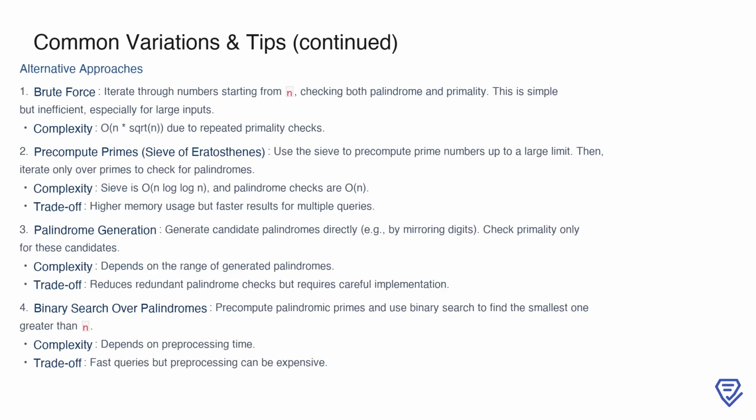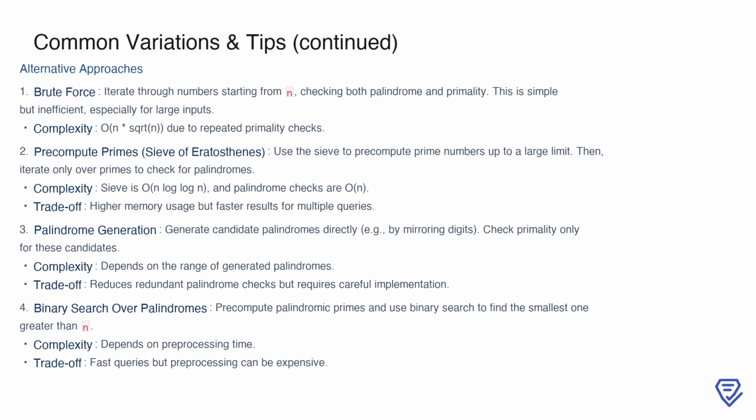Finally, let's explore some alternative approaches to solving the problem. A straightforward brute force method involves iterating through numbers starting from n, checking each one for both palindrome and primality. While this is simple to implement, it's inefficient for large inputs due to its O(n * sqrt n) complexity.